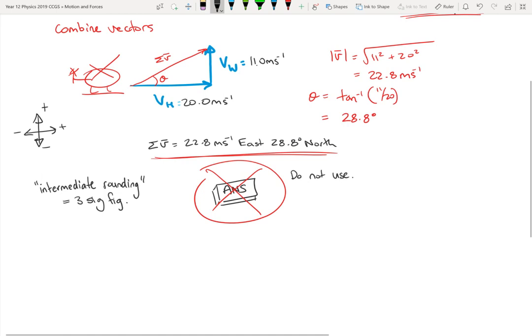So don't use that. If you round, write it down and then re-enter it into the calculator. Clear your calculator and retype it. Think about it. It's a 3 significant figure number. It's not going to take long.